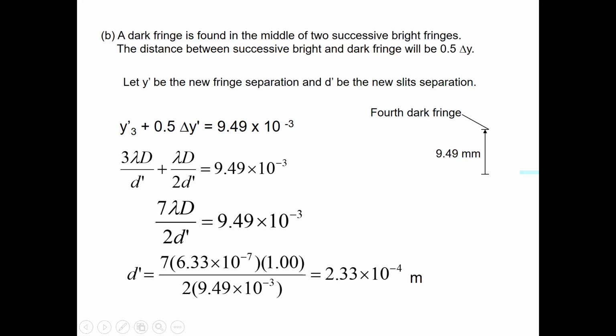Okay, I discussed in the lecture notes during the lecture that we can also use n equals to 3.5 for the general formula that we have of fringe separation. So if you use n equals to 3.5, you end up with the third step. So you start straight away with the third step. You have 3.5, which is 7 over 2 lambda big D over small d to be equals to 9.49 mm. So from there you get your d prime, which is 2.33 times 10 to the power minus 4 meters.